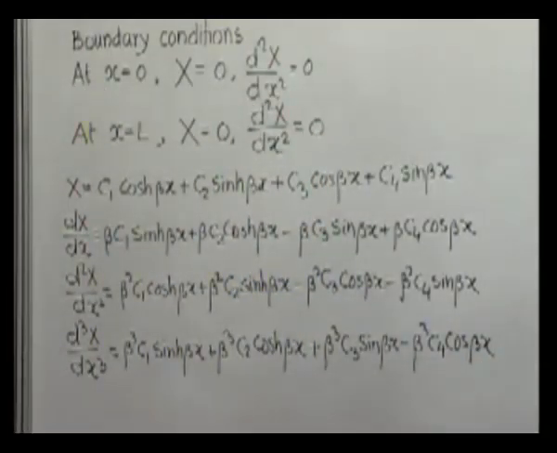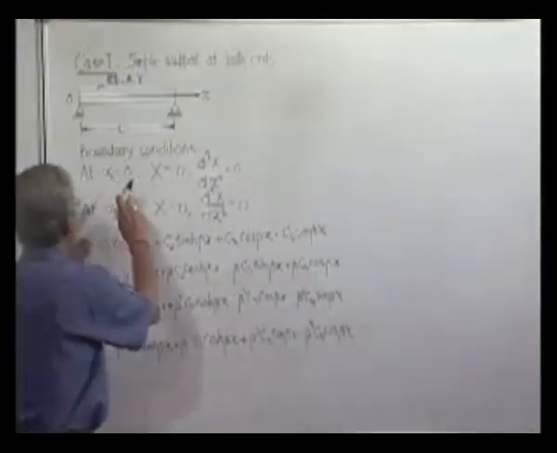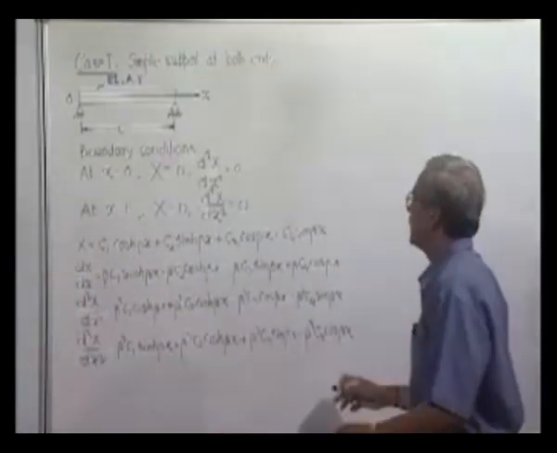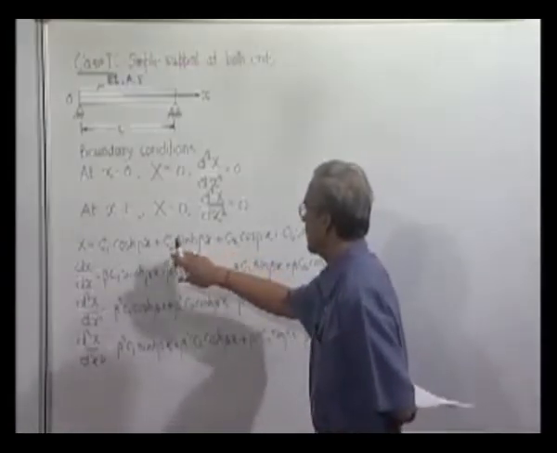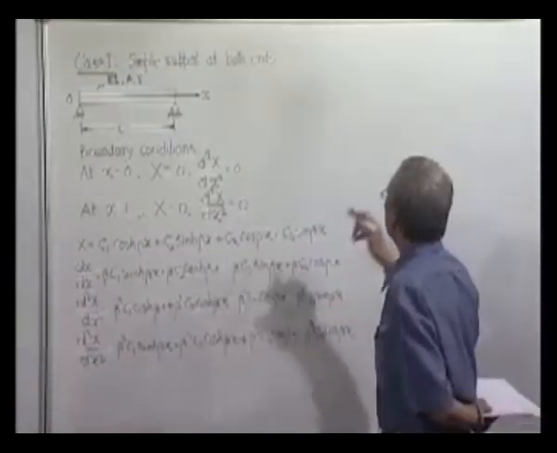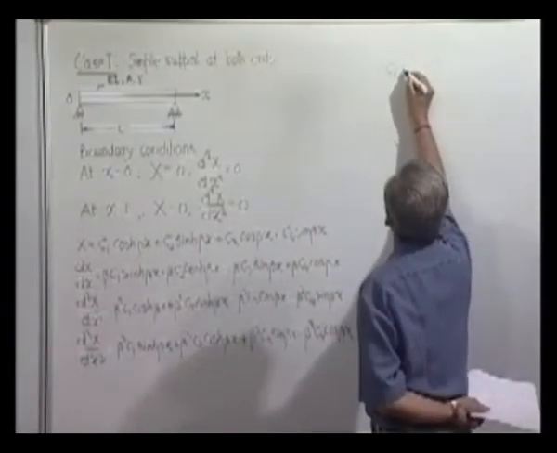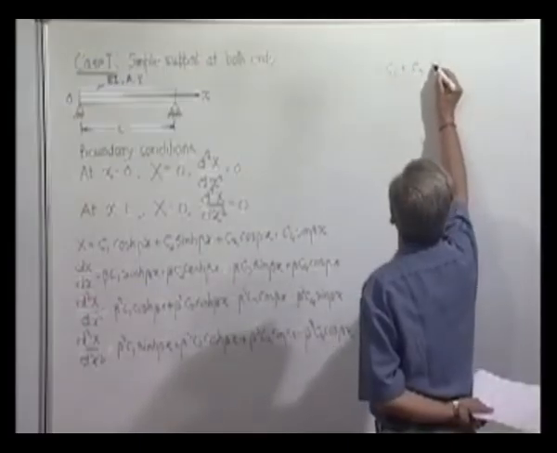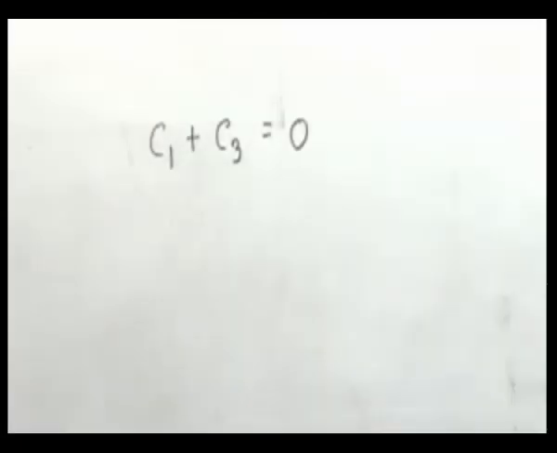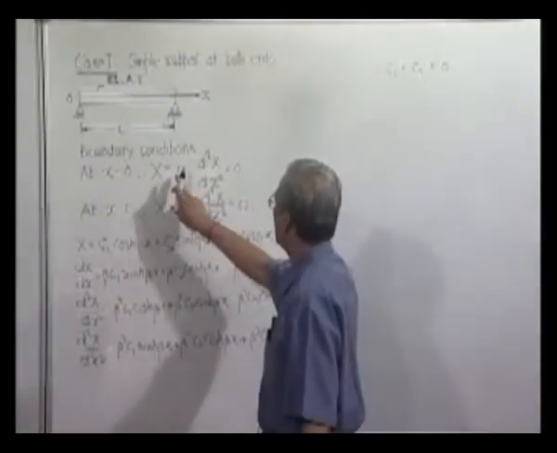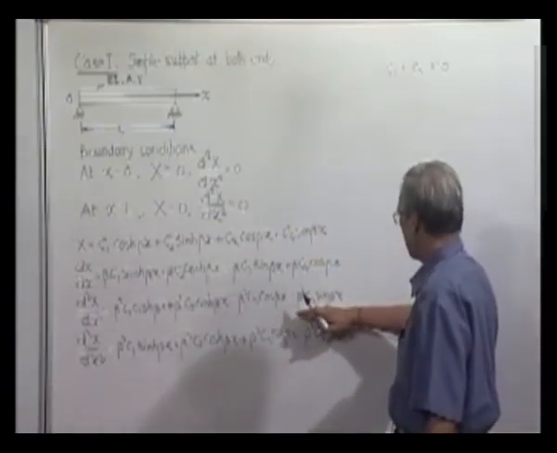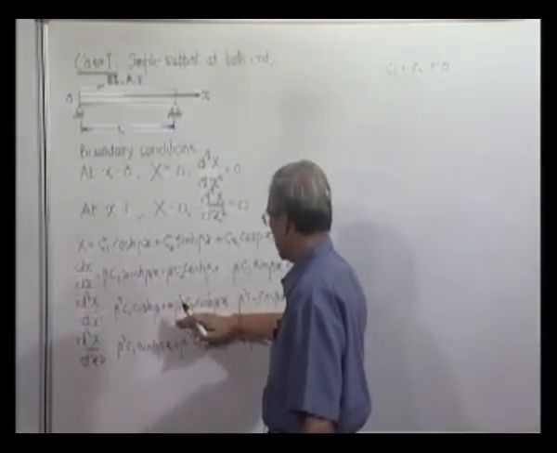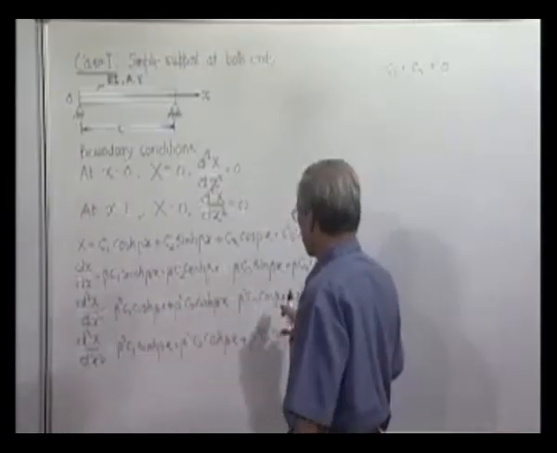Now if we apply the first condition, that is at x is equal to 0, capital X is 0. Now at x is equal to 0, this term vanishes, this becomes 1, this becomes 1. So C1 plus C3 was 0. Similarly, we find that at x is equal to 0, d2X dx square, that is this term is also 0. If we put 0, then obviously this term goes and this term also goes. This becomes 1, this becomes 1.